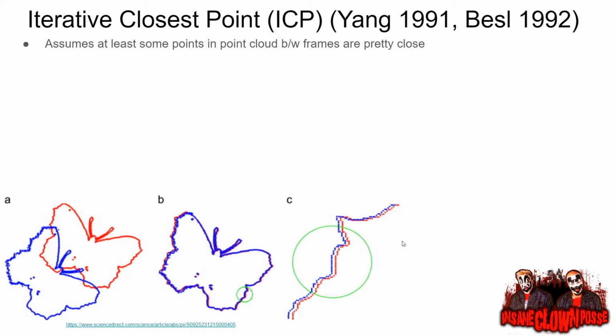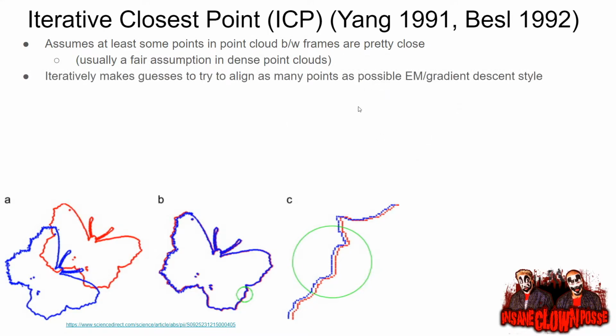So anyway, to deal with these problems, we use iterative closest point, which makes this assumption that a lot of the points will be probably close to other points. They might not be the exact point, but you can at least converge onto some alignment. And in dense point clouds, this is a totally fine assumption.